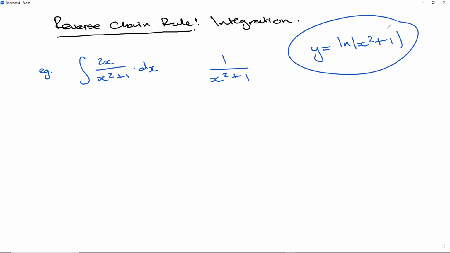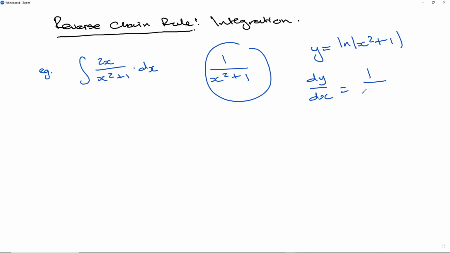Because if this is the case, then dy dx would create that 1 over x squared plus 1. However, we have to also multiply by the derivative of whatever's inside that we are logging, which would become 2x. And so we'd end up with 2x over x squared plus 1, which is exactly that thing.